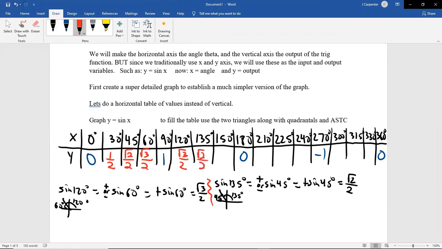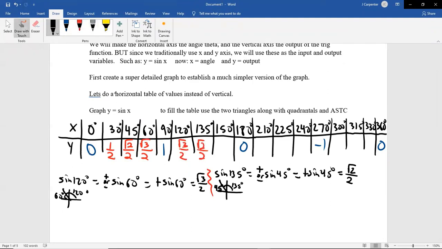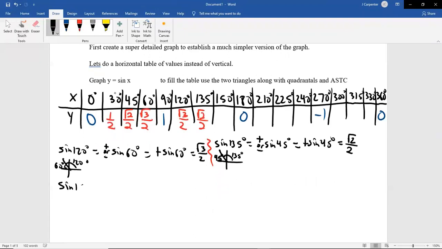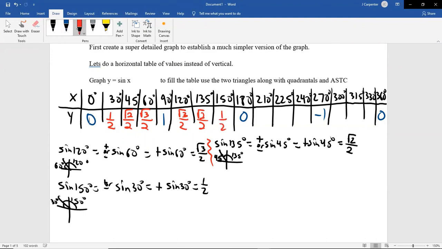Patterns, they're a thing. So I bet you can guess that the next one is 1/2. Let's establish it. The sine of 150 degrees would be the plus or minus. Still in quadrant 2, here's 150. Which says the reference angle has to be 30 degrees, 180 minus 150. So the sine of 150 is basically the same as the sine of 30, possibly negative. We're in quadrant 2, so it's still the positive one though. Sine of 30 degrees was 1/2. Boom.